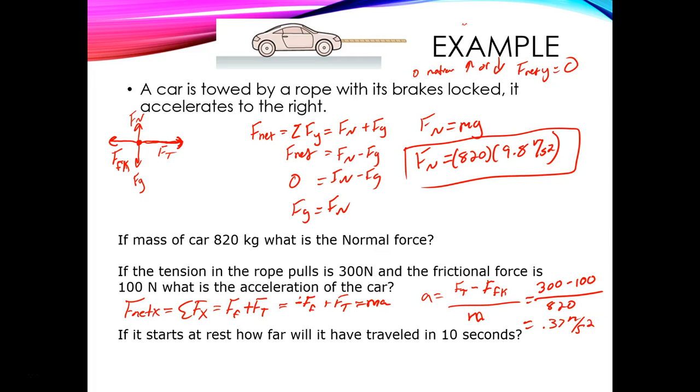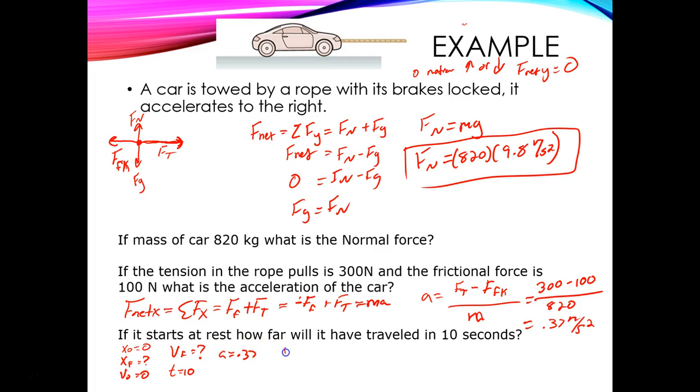Pretty cool. So, our last question, this is where we connect it to motion. If it starts at rest, how far will it have traveled in 10 seconds? Well, we're going to make our little diagram. We know that x0 is equal to 0. xf, we don't know. That's what we want to find out. Our initial velocity is 0. We don't know what that final velocity is. We know what our time is. It's 10 seconds. And we know what our acceleration is because we just solved for it. It's 0.37 meters per second squared.